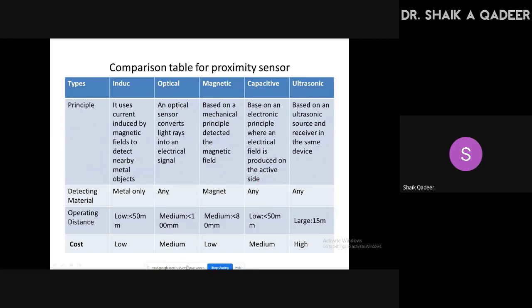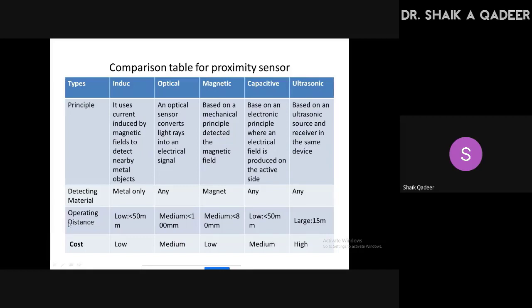This table is very important. The upper row I have already covered. The second, third, and fourth rows I am discussing now. In case of inductive proximity sensor, the object should belong to a metallic category. In case of optical sensor, it can be anything. In case of magnetic, it must be a magnet. In case of capacitance, the object can be anything. In case of ultrasonic sensor, it can be anything.